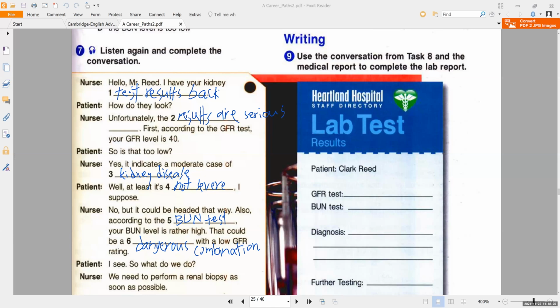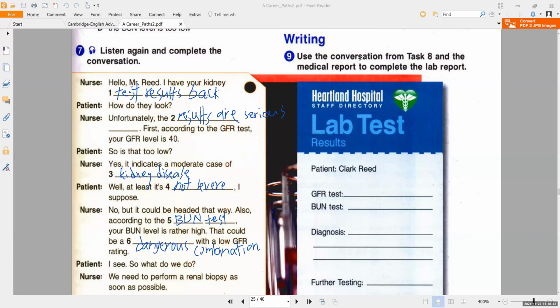I see. So what do we do? We need to perform a renal biopsy as soon as possible. Okay. When should I come in for that? Dr. Roth has cleared some time for you 2 days from now. That's fine. Thanks for all your help.